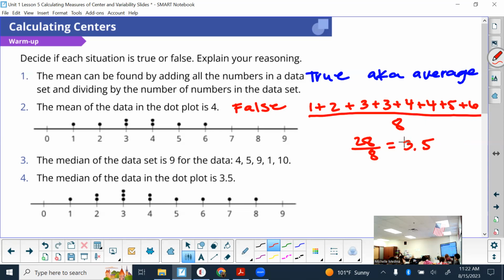If I were you, everything that I write down, you should write down. So yeah, you might have said it was false also, but you should have this example now of how we found the mean for that one. Yeah. All right, table 5. What about number 3? The median of the data set is 9 for this data. True or false?